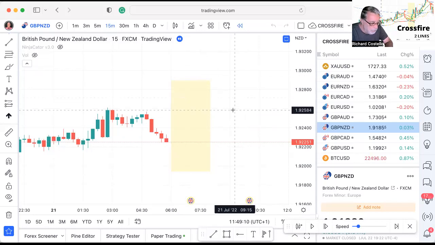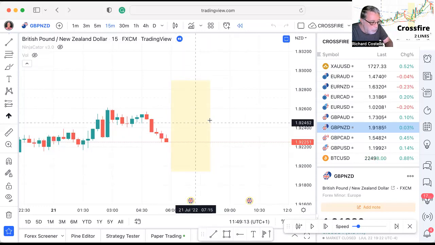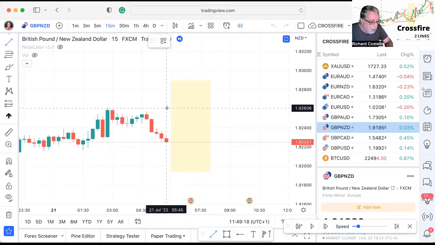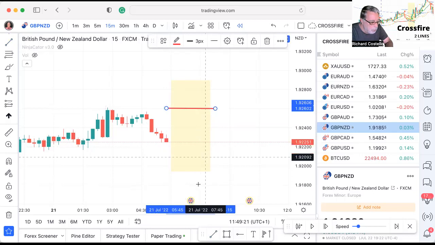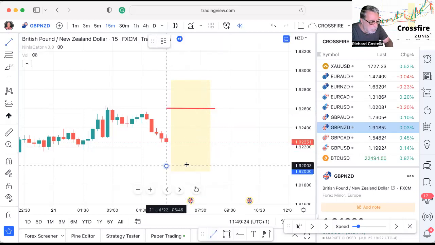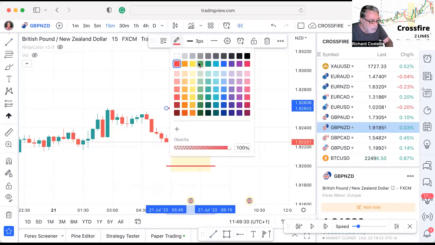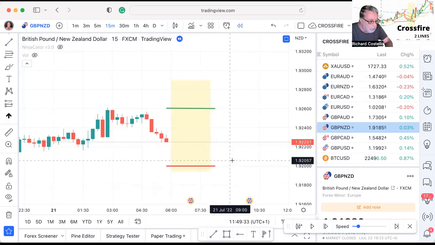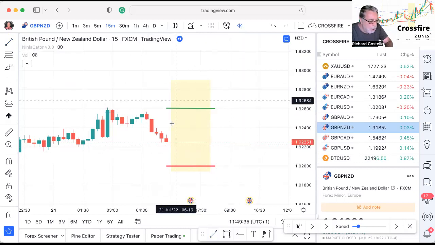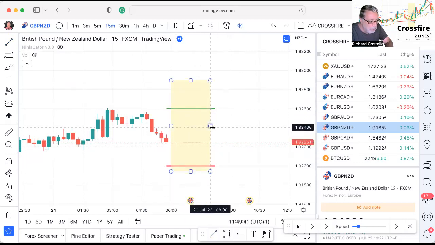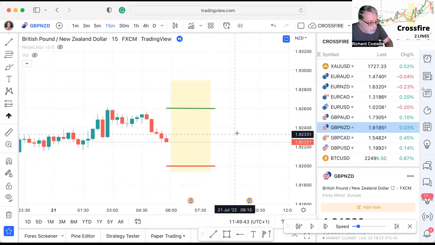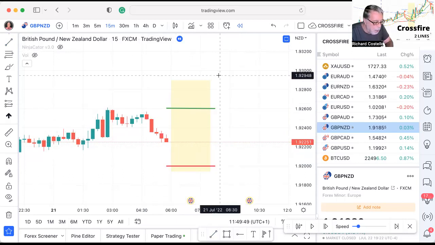Now, in preparation for the 6 o'clock candle opening and closing, we simply draw two lines on the chart. One above the current price and one below the current price. I'm going to change that one to green because that's going to be my buy line, and the red one is my sell line. Now, I'd already highlighted the time area that I'm interested in, so that's 6 a.m. to 8 a.m., and that focuses my attention on the time span that I'm looking at.